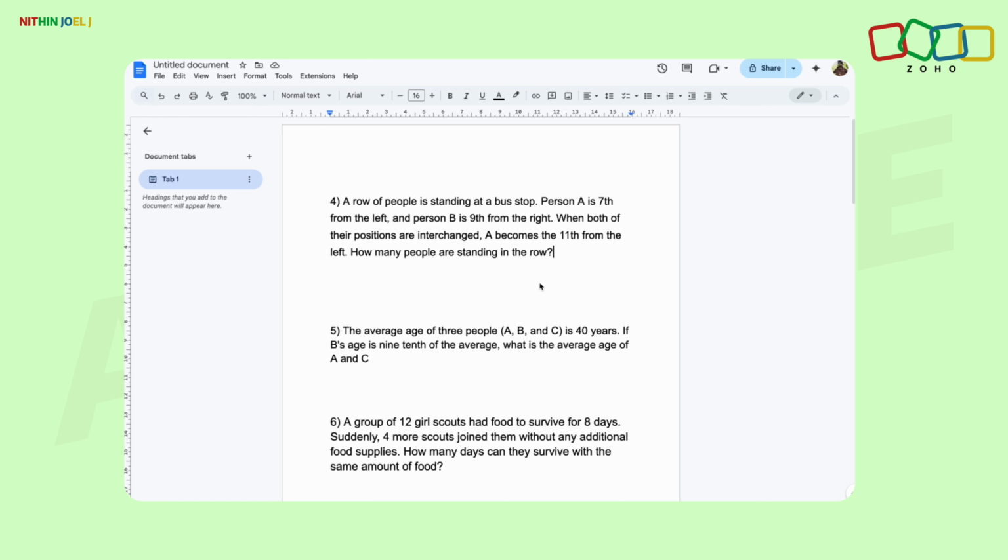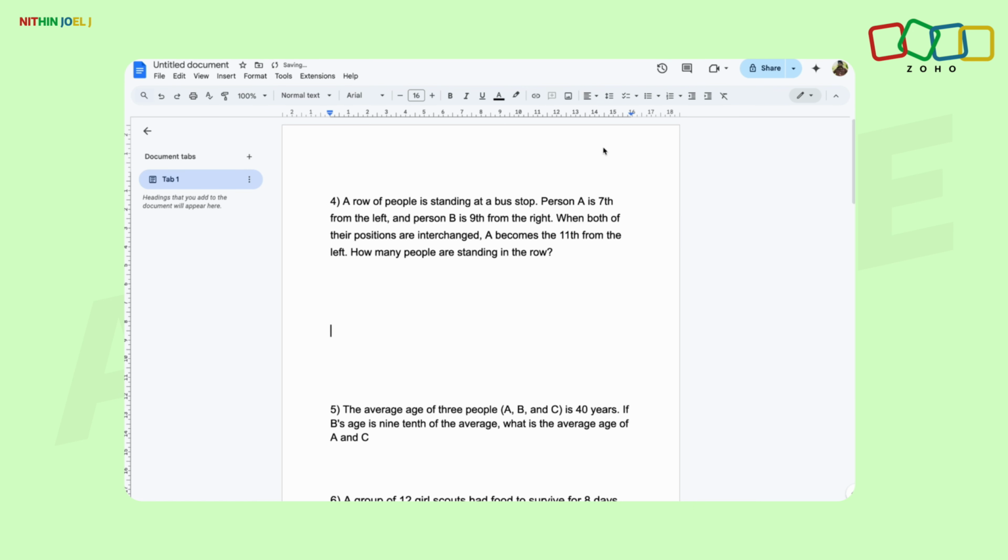So let's get started. They have provided a question saying that a row of people is standing at a bus stop. Person A is 7th from left and person B is 9th from right. When both of their positions are interchanged, A becomes the 11th from left. How many people are standing in a row?